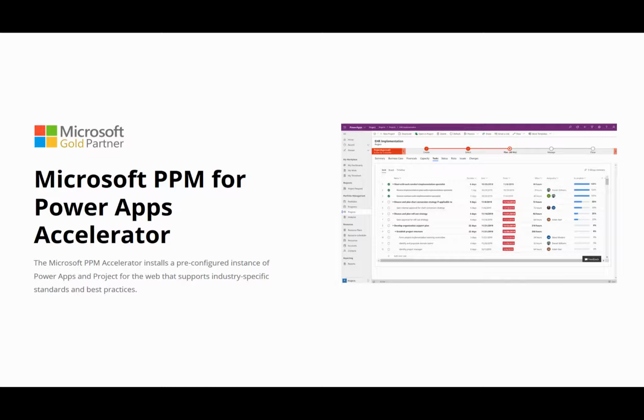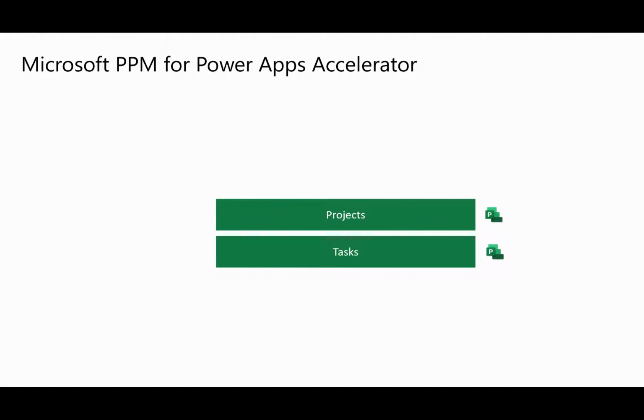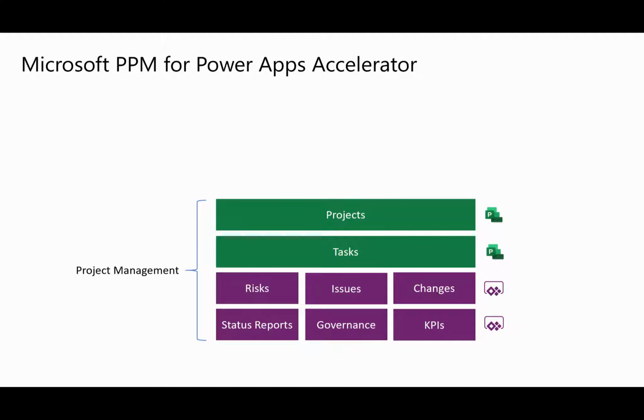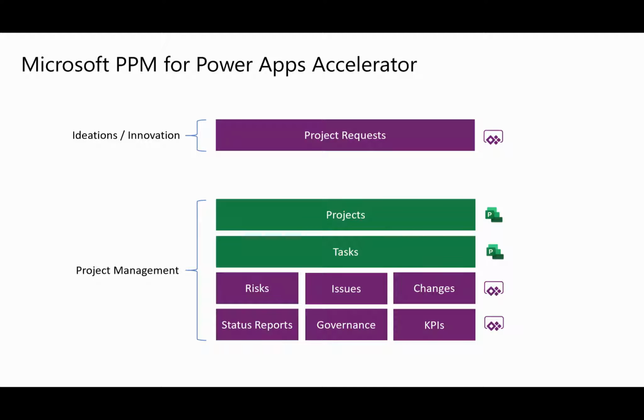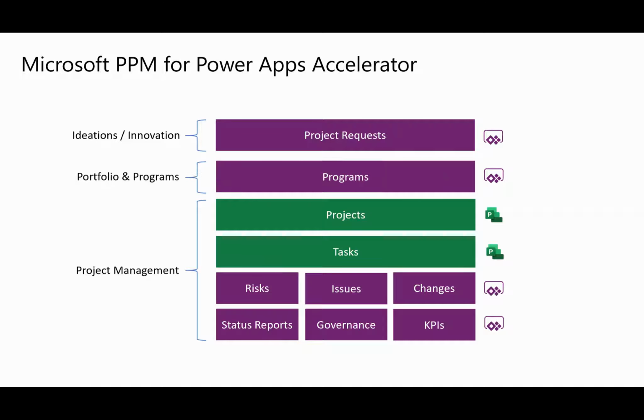Hello everyone, today we're going to be taking a look at the Microsoft PPM for Power Apps Accelerator. The Accelerator allows you to take the out-of-the-box Project for the web capabilities with projects and tasks, and add on key capabilities utilizing Power Apps including risks, issues, changes, status reports, governance, and KPIs, as well as an ideation layer on the top for front-end project requests, and we can roll up projects into different related programs and do program management and reporting. Let's go see how it works.